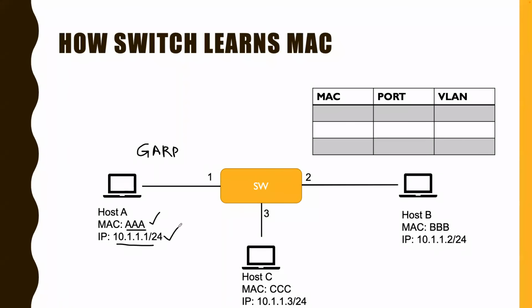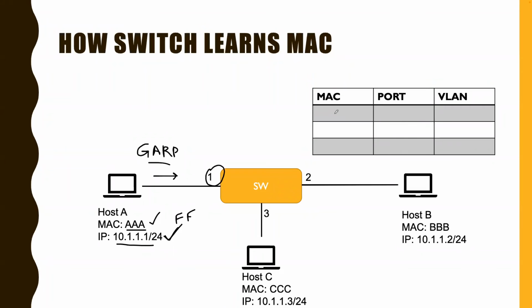What is the destination IP of that packet? Can anybody tell me what is the destination IP in the GARP packet? It is itself only, the same IP. And the destination MAC is FFFF. You are right, that is our broadcast MAC. Okay, so the GARP packet is sent. What the switch will do is, the switch will learn its MAC address on port number 1.